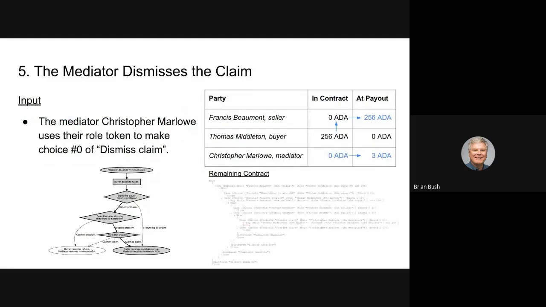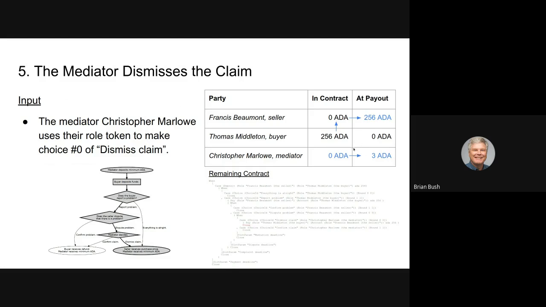Because they're disputing, the mediator comes into the situation. So they have to make their decision. And in this case, they're deciding in favor of the seller. So Christopher Marlowe is saying, I'm dismissing the claim. The seller does get their funds. So what the script does is it puts the funds back in the seller's account. And then it transfers the funds out of the Marlowe script into the payout script. So it's putting 256 ADA at the payout address. It's ready for the seller to collect it.